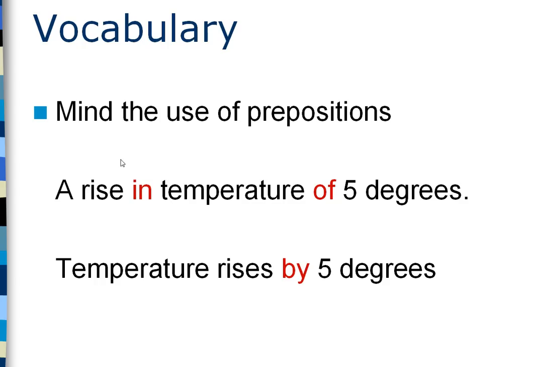However, if you're not going to use the noun a rise, but you're going to use the verb rises or falls, you're then going to indicate the amount by which something goes up or down using the preposition by. Temperature rises by 5 degrees. So, keeping in mind there's a rise in temperature of 5 degrees is saying the same thing as temperature rises by 5 degrees.